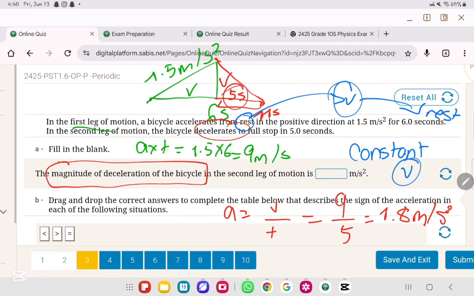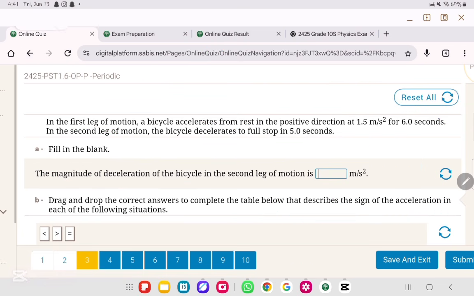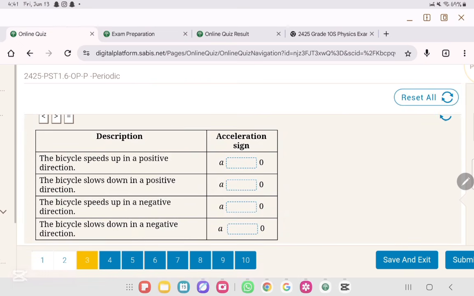But because it's decelerating, okay, so it's going to have a negative sign. But pay attention to the question, they want the magnitude. So you're going to put it in absolute value to get 1.8 meters per second squared. So this is 1.8 meters per second squared.